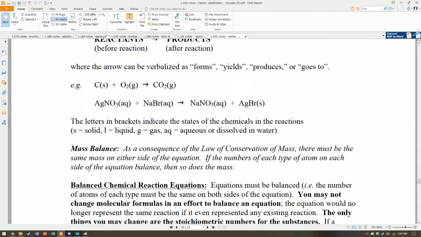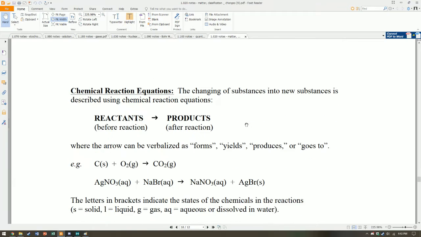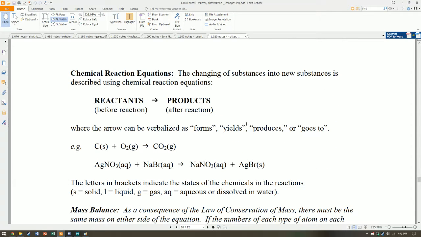Okay, so first off, let's start with a chemical equation. What is a chemical equation? It's an equation that describes a chemical reaction. So we generally have reactants turning into products, which the arrow can be verbalized as forms, yields, produces, or goes to, or whatever.